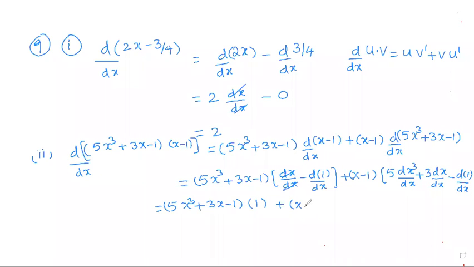Next, 5 coefficient. X cube derivative is 3 comes out before and the power decreased by 1. Right. 3x square plus 3, dx cancels, 1 and 1.